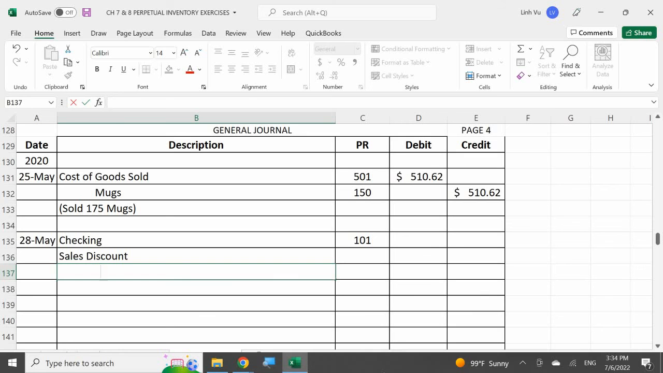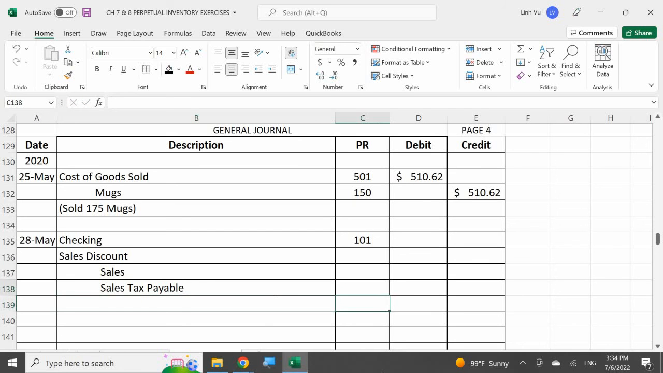Because, again, that goes against the actual sales. What else? Then you got sales tax payable. Yes, you got sales and sales tax payable, because you sold to them. Okay, so sales. And you also have to charge them that tax. Okay, so it's very similar to above.